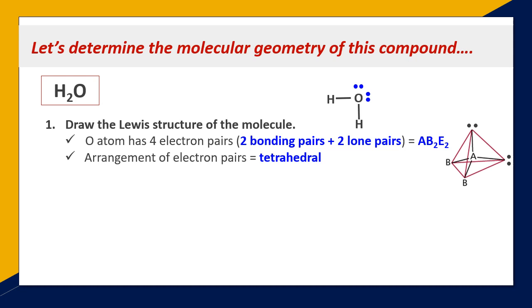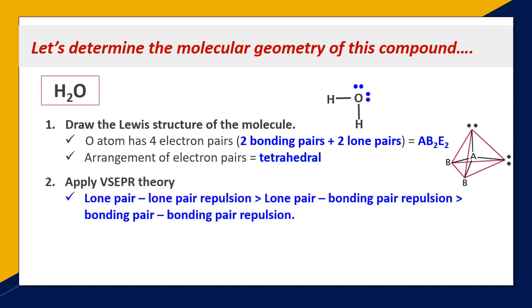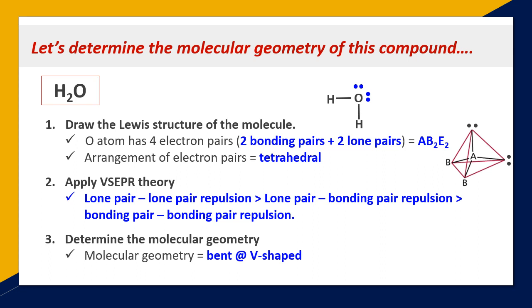When applying the VSEPR theory, the lone pair repulsion is stronger than the lone pair-bonding pair repulsion and the bonding pair repulsion. Thus, it determines the molecular geometry of this molecule as a bent shape or V shape. The bond angle will be less than 109.5 degrees.